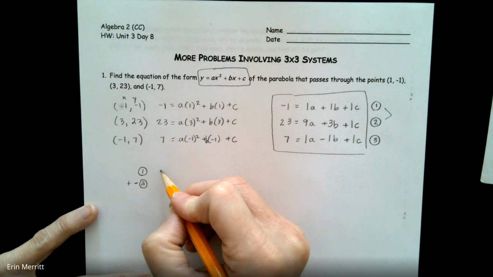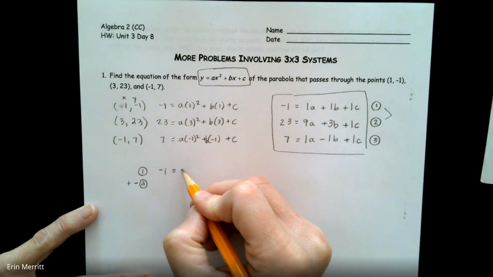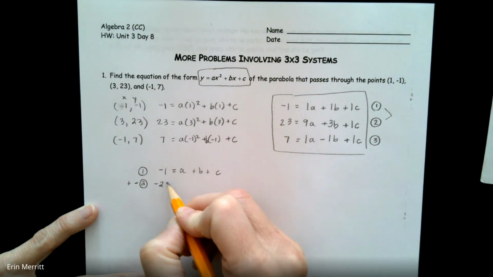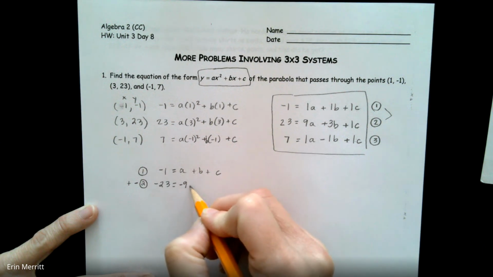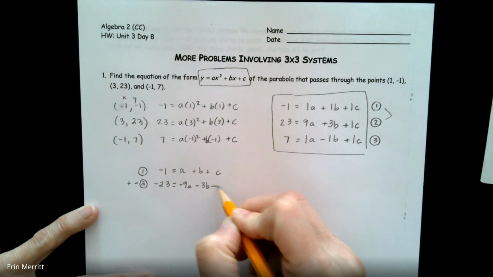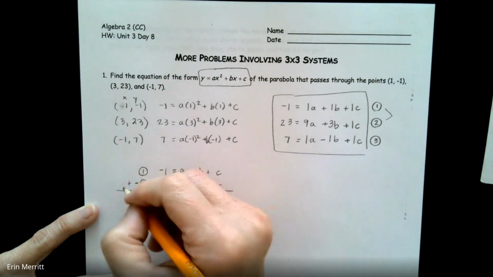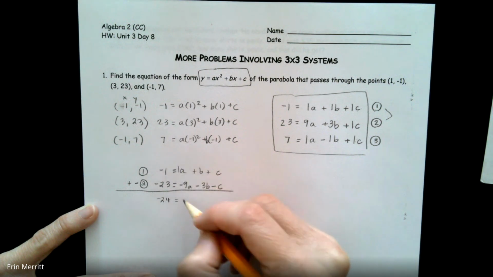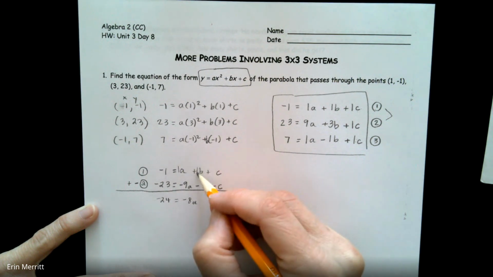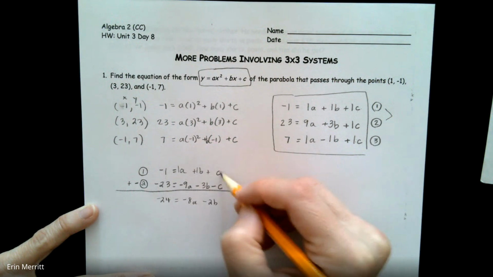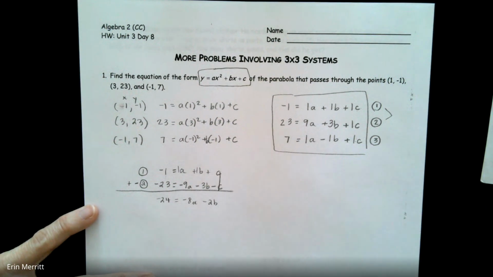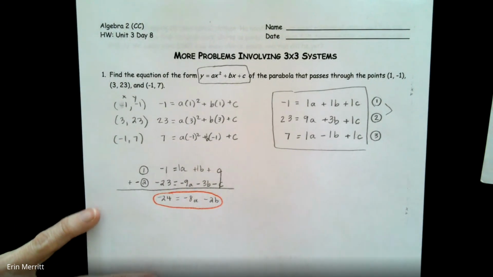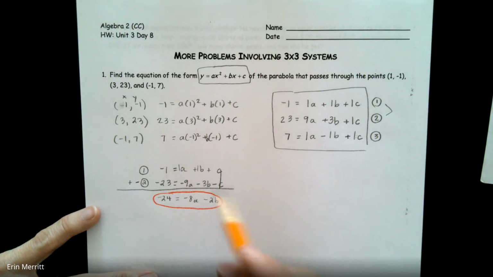All right. So let me copy it as is. So I got -1 equals a plus b plus c. And then the second equation I'm negating. So it'd be -23 equals -9a, -3b, and -c. All right. Add this stuff together. That'll give me -24, 1 minus 9, so -8a. This is 1 minus 3, so -2b, and those guys go. I'm going to circle that equation in red. That is one of my 2 equations that have the 2 variables.